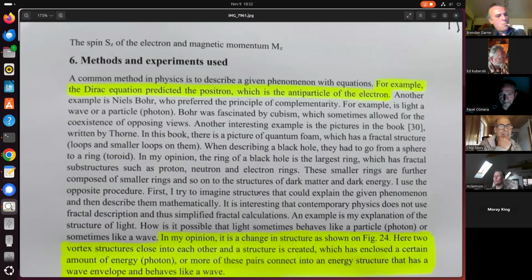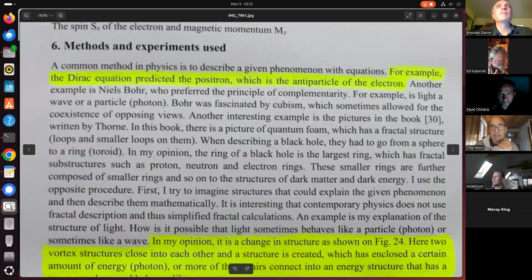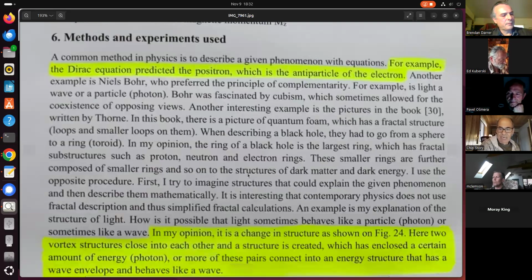Yeah. All right. Yep. Subsection 6, methods and experiments used. A common method in physics is to describe a given phenomenon with equations. For example, the Dirac equation predicted the positron, which is the antiparticle of the electron. Another example is Niels Bohr, who preferred the principle of complementarity. For example, is light a wave or a particle, a photon? Bohr was fascinated by cubism, which sometimes allowed the coexistence of opposing views.